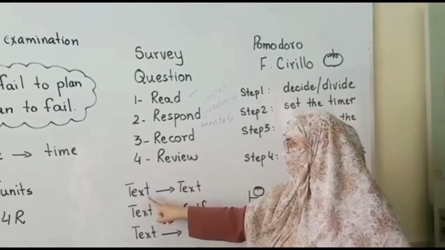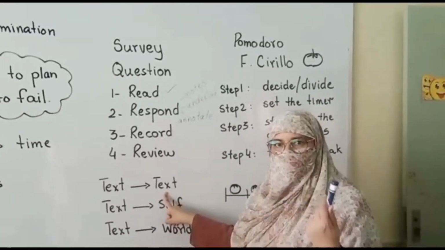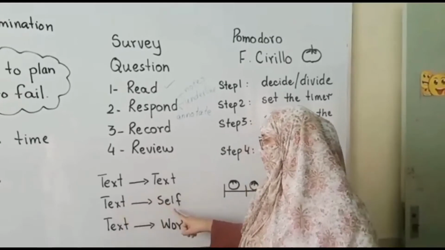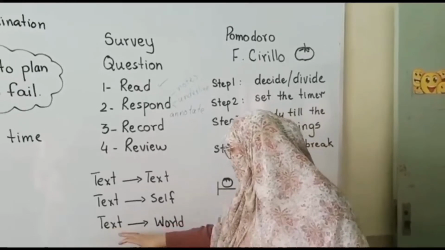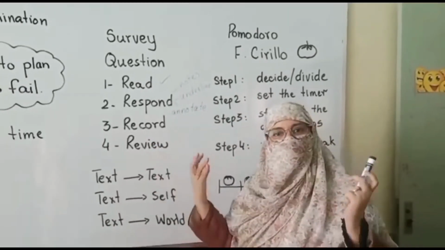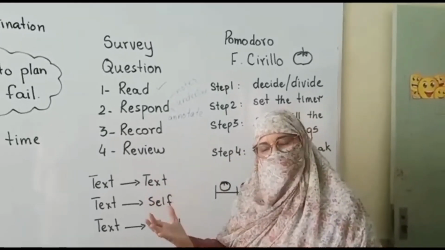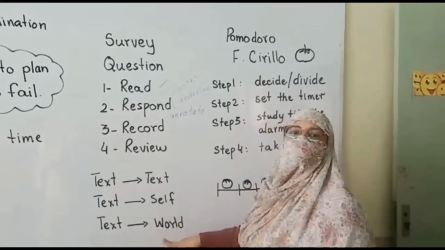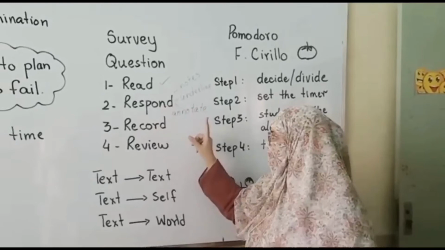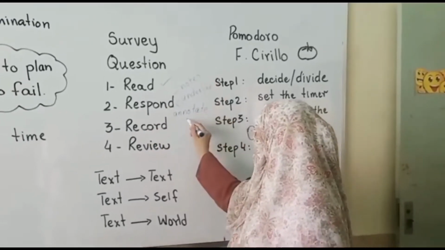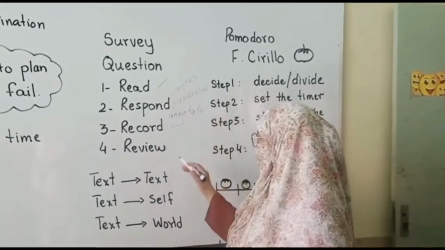It will have connections between text and some other text that you have read in some other book, in a newspaper, or text to self. So, whatever you're reading in that text, connecting that to your own life, and then text to the world. What goes around you, what you have seen on the television, what have you heard or what have you observed or experienced. So you are going to connect the text with the world. So these are the connections that you are going to note down when you are responding to the text. Then you should, and all this is actually recording. So you will record your learning that you are doing after reading the unit.